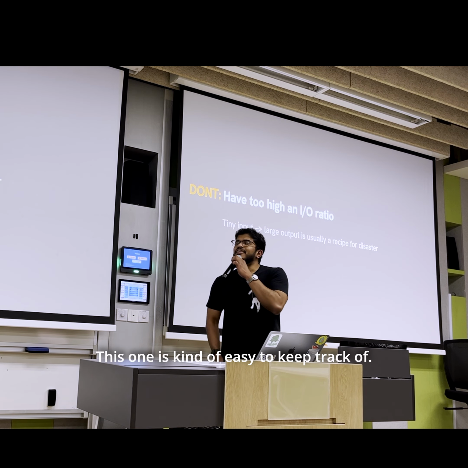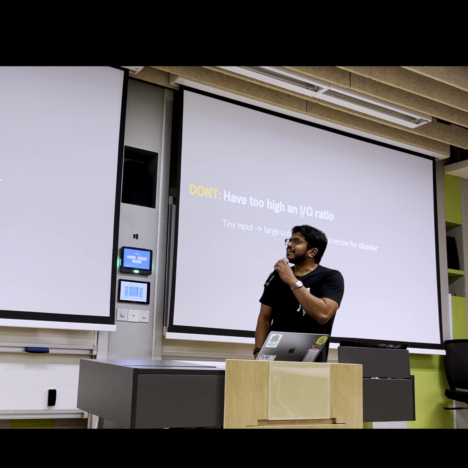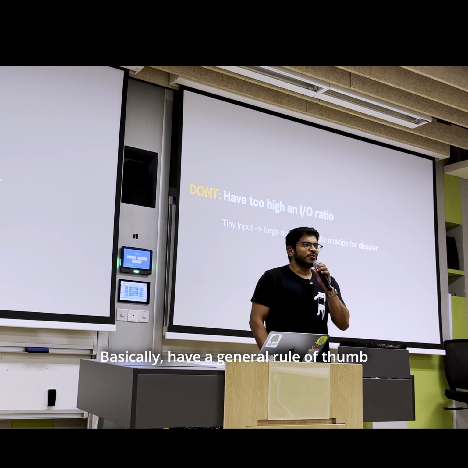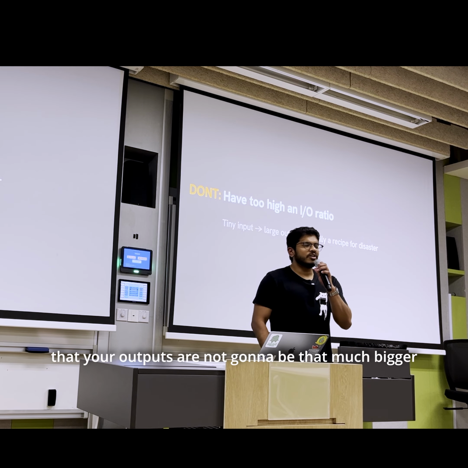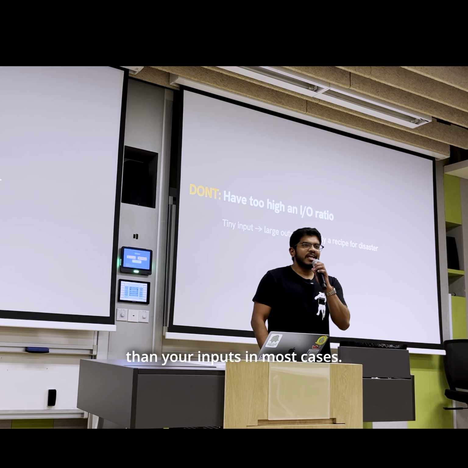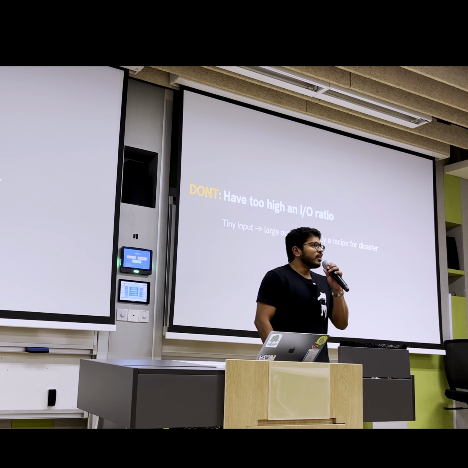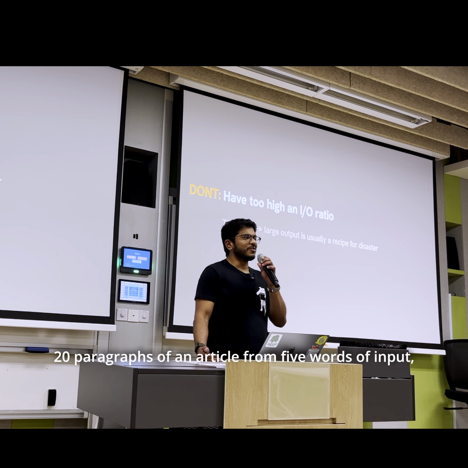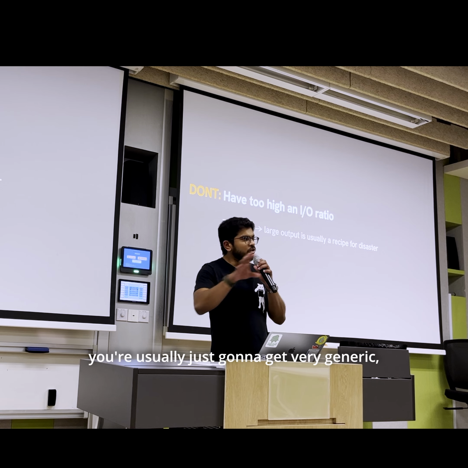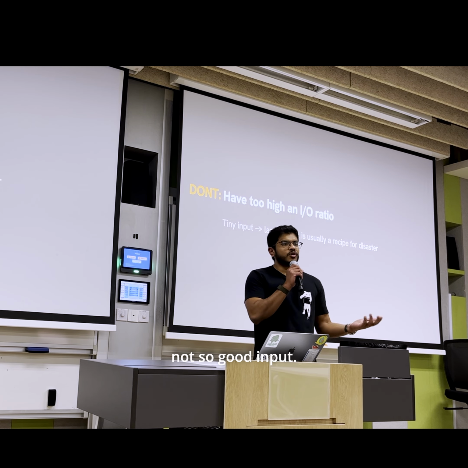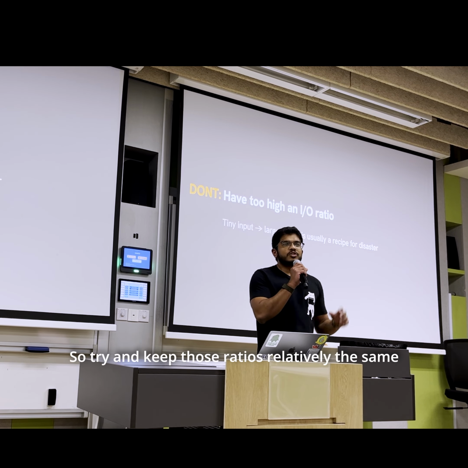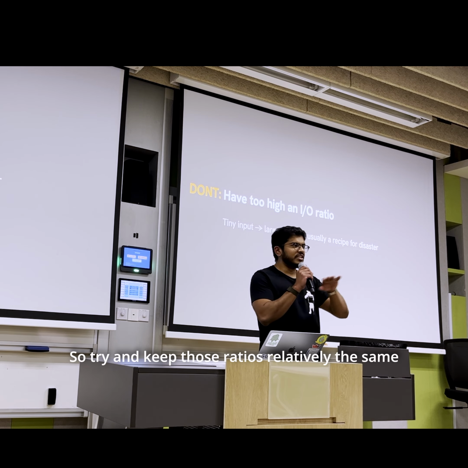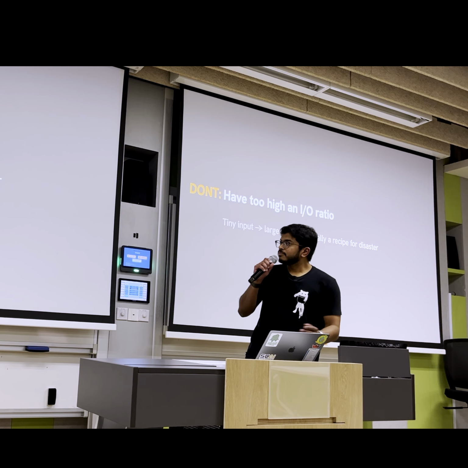This one is kind of easy to keep track of. Basically have a general rule of thumb that your outputs are not going to be that much bigger than your inputs in most cases. Again, rule of thumb. If you're looking to generate, let's say, 20 paragraphs of an article from 5 words of input, you're usually just going to get very generic, not so good output. So try and keep those ratios relatively the same if you can.